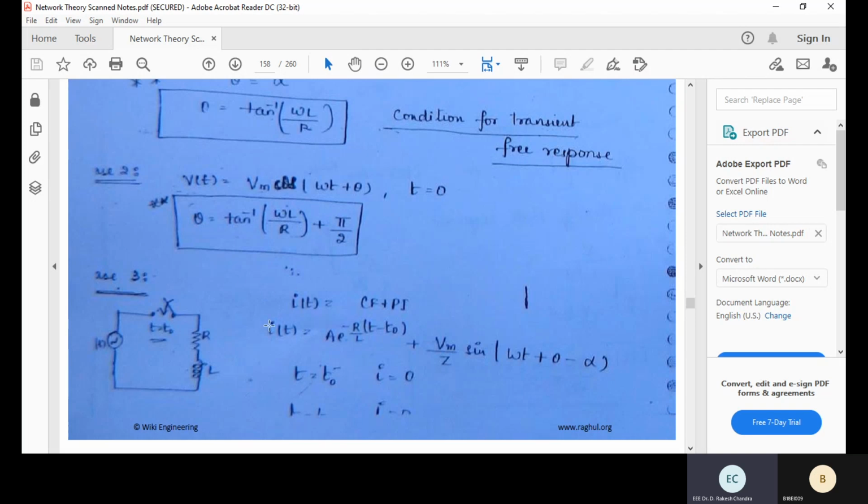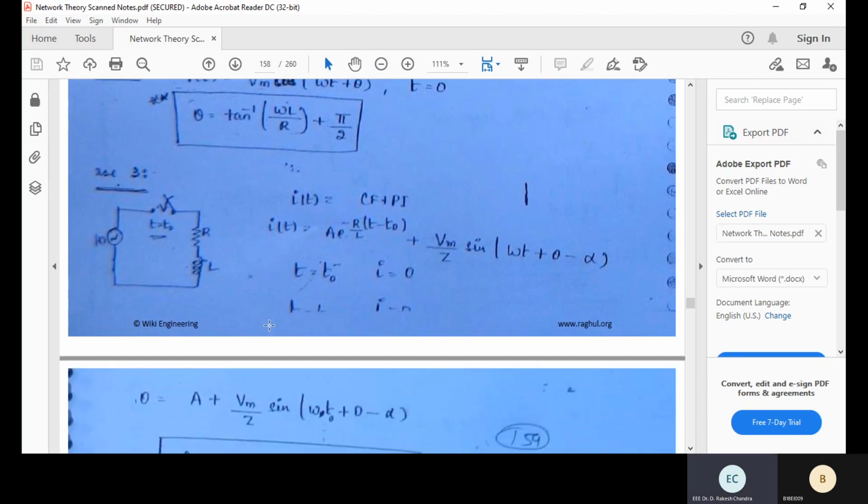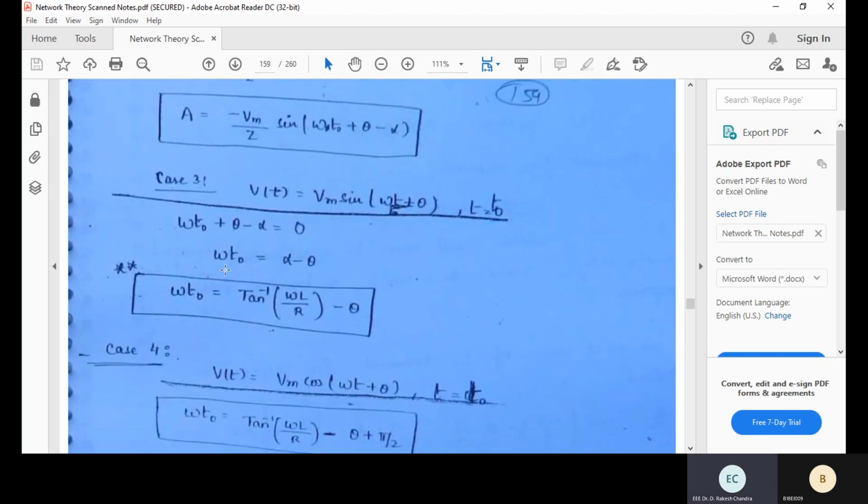For case 3, instead of closing the switch at t equal to 0, the switch is closed at t equal to t naught, another time instant, after a particular duration of time. Then the response for case 3 is that omega t naught is equal to tan inverse of L omega by R, minus theta.